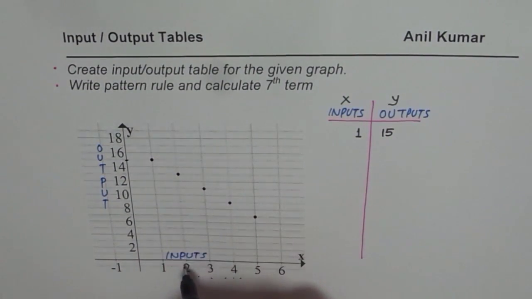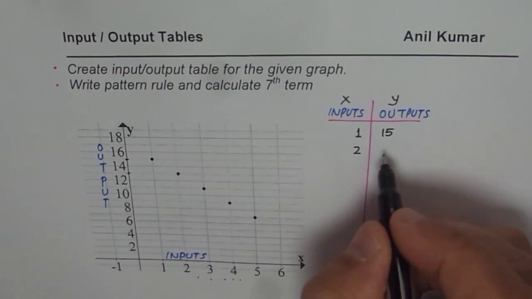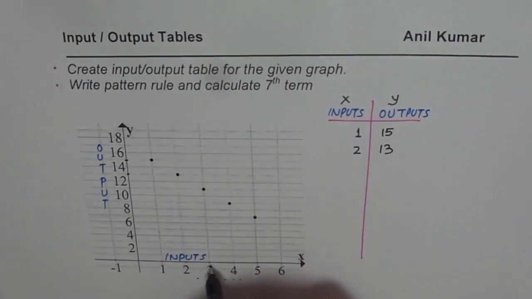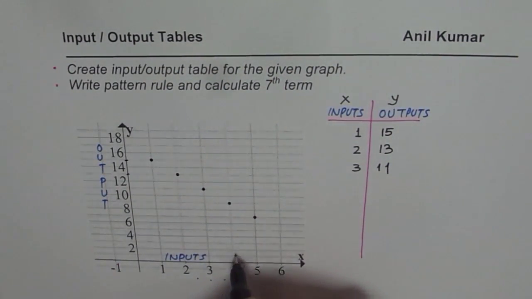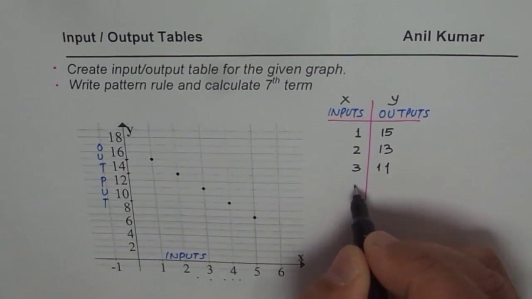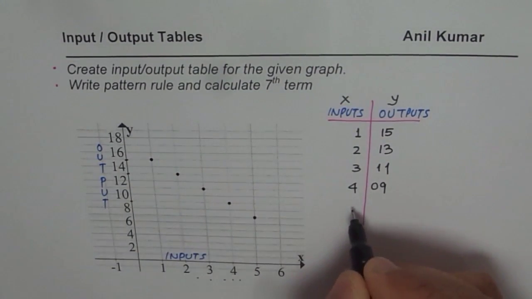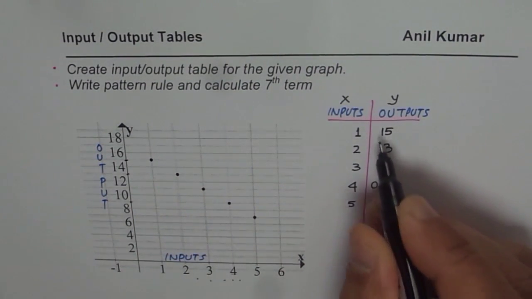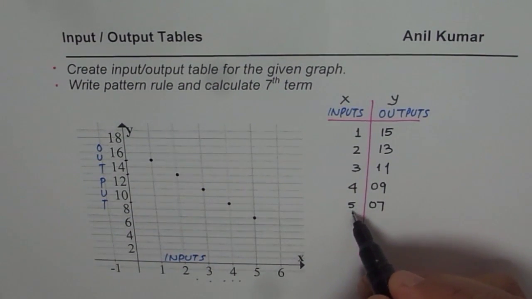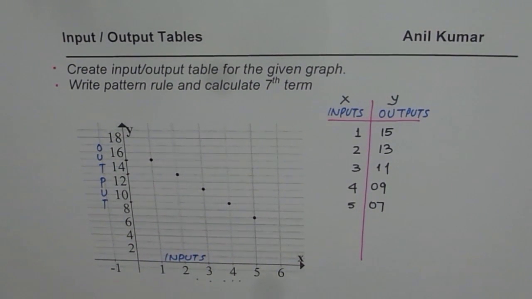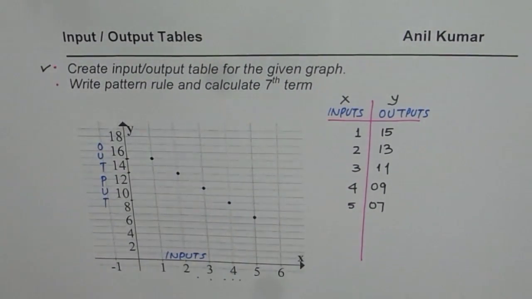For the second point, the x value is 2 and the y value is between 12 and 14, so it is 13. Then we have 3 and 11. Then we have 4 and 9, and then we have 5 and 7. So these are our outputs for 1, 2, 3, 4 and 5 as the inputs. So we have created the input-output table for the given graph, and the first part is done.